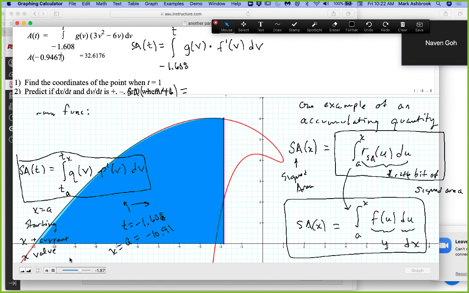It was really smooth last night. It was nice and fast and smooth. So it's just going to keep accumulating signed area, in this case area, and it doesn't care about this curve at all.